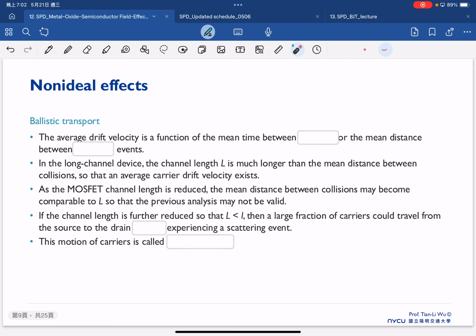On the other hand, there's another phenomenon that we call ballistic transport. The average drift velocity is a function of the mean time between collisions, or the mean distance between scattering events.